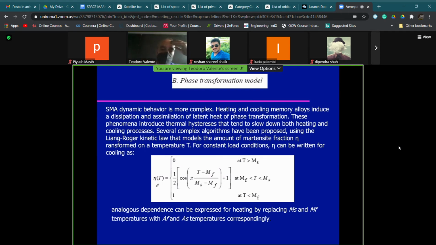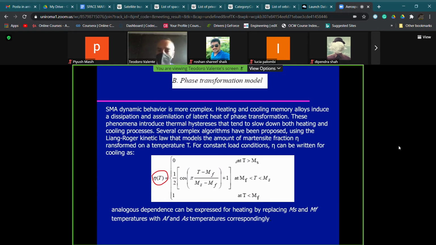You see here nothing different from what we have already seen in our general modeling, apart from the fact that here the percent of martensite is not written with the Greek letter Xi, like in our previous model, but with the Greek letter Eta. But the other parts are essentially the same.